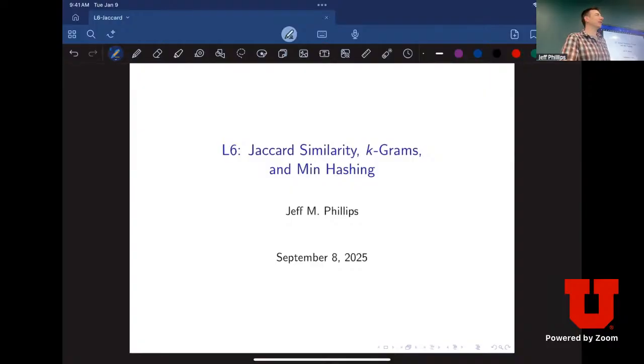Great. So let's get started. Everyone, today we're going to be talking about Jaccard similarity, the notion of similarity in general, as opposed to a distance. We'll talk about some modeling of text with k-grams, and we'll get into minHashing.